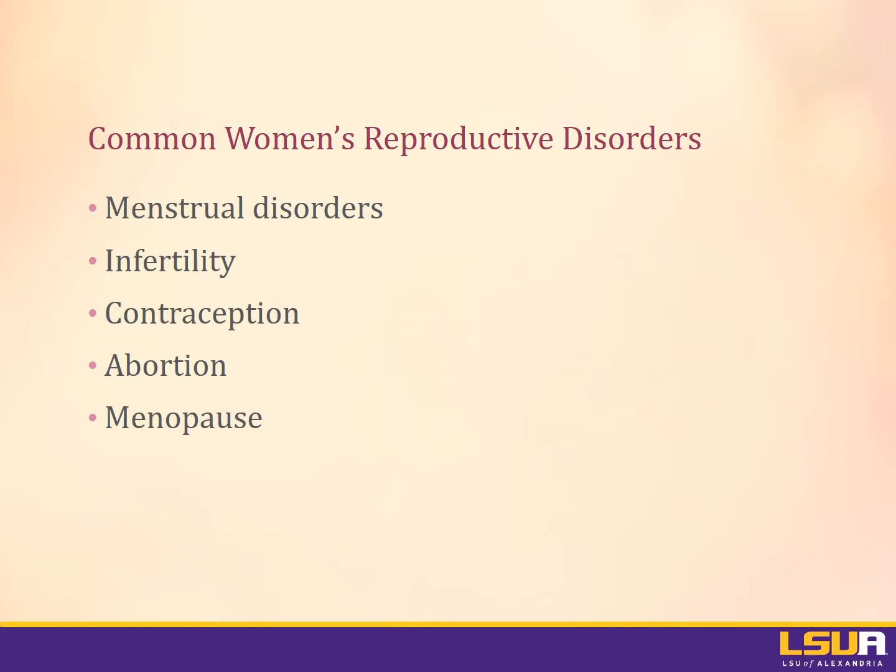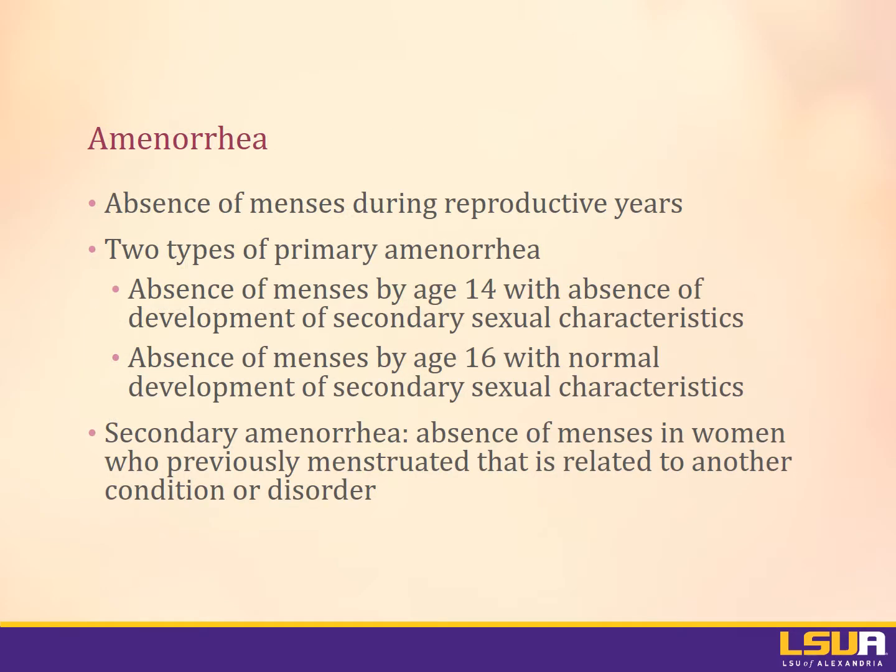So common reproductive disorders for women usually have to do with menstrual problems, or she's infertile. There are problems with contraception. She has problems having spontaneous abortions or menopause. That is what happens later when we get over 50. Amenorrhea, most of you girls know what it is. It's absence of menses during our reproductive years. There's two types. One is that by the age of 14, she has had no menses at all and hasn't developed secondary sexual characteristics. Or the other is absence of menses by the age of 16 but has had normal development.